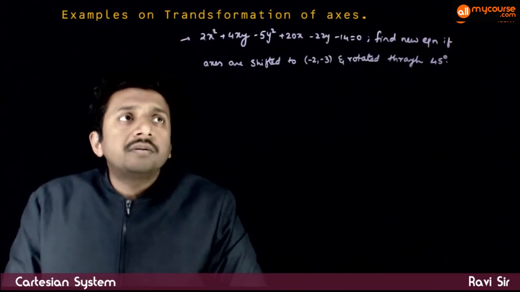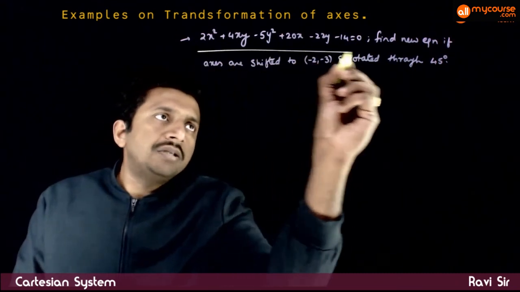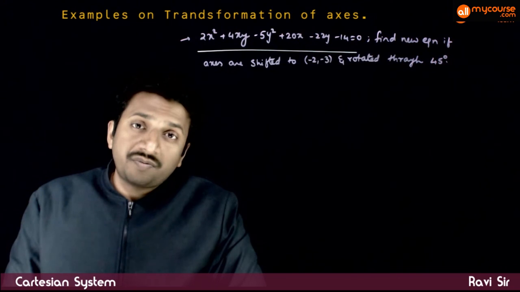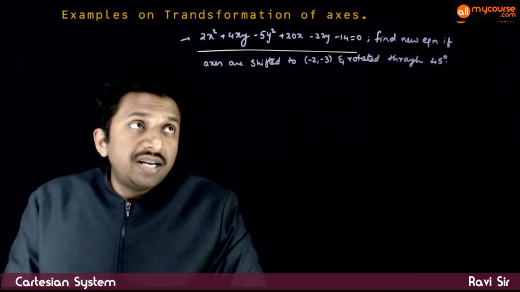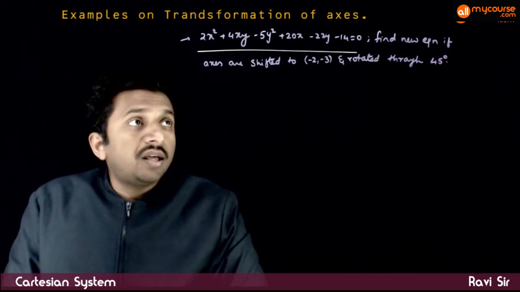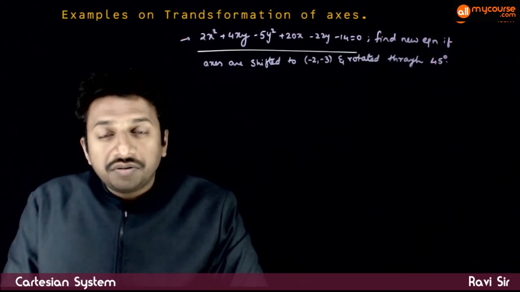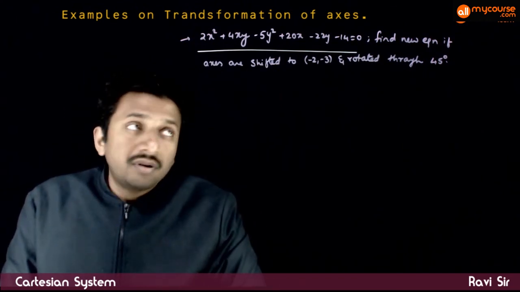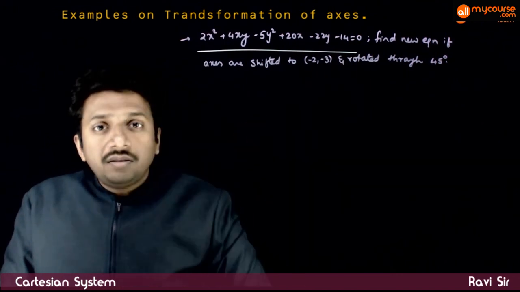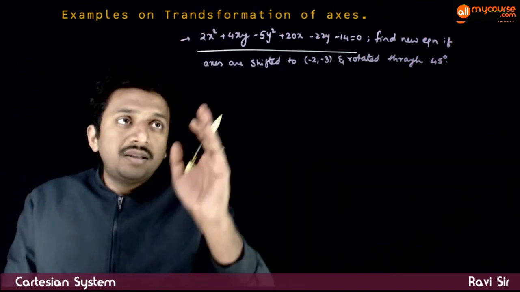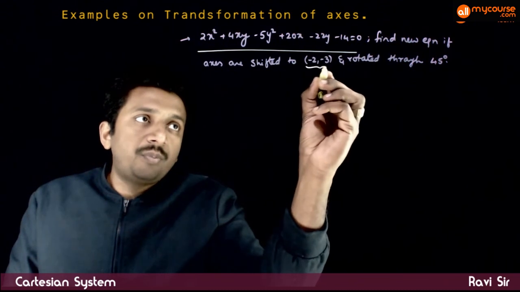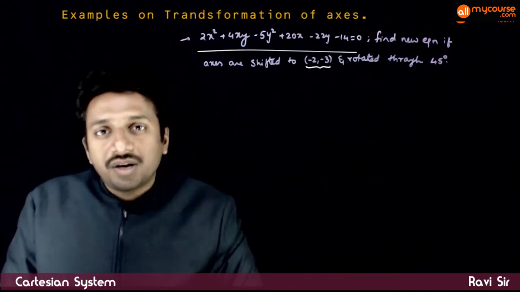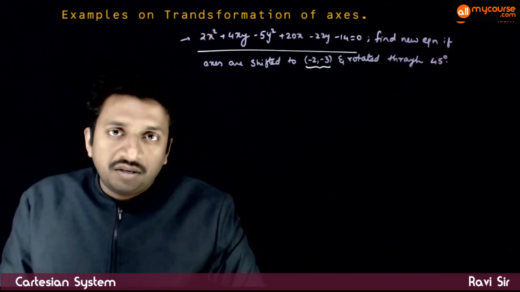In this question, you are given an equation 2x square plus 4xy minus 5y square plus 20x minus 22y minus 14 is equal to 0. This is the original equation of some curve. You are asked to find the new equation if the axes are shifted to the point minus 2, minus 3, and also the coordinate axes are rotated through 45 degrees.